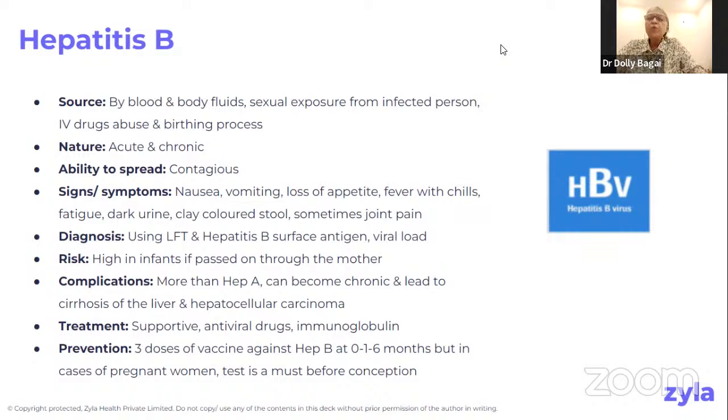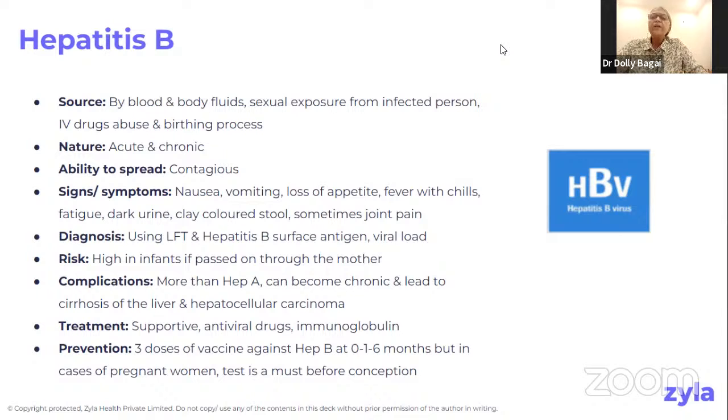So what do we do? We advise all mothers, I am saying again and again, all mothers, to get their hepatitis B status and to tell their doctor in case their surface antigen is positive, because we need to prevent transmission to the neonate or to the infant.